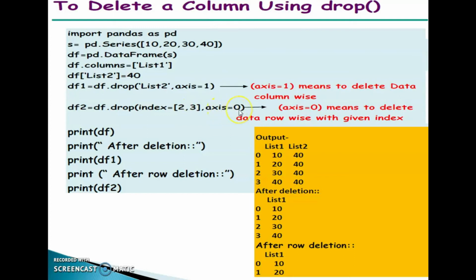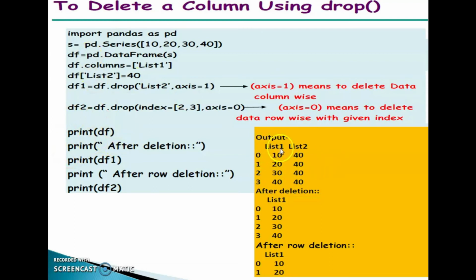Axis equal to 0. Axis equal to 0 means to delete data row wise with given index. That is second and third index will be deleted from this data frame object df. Clear? Check this outputs. Print df.